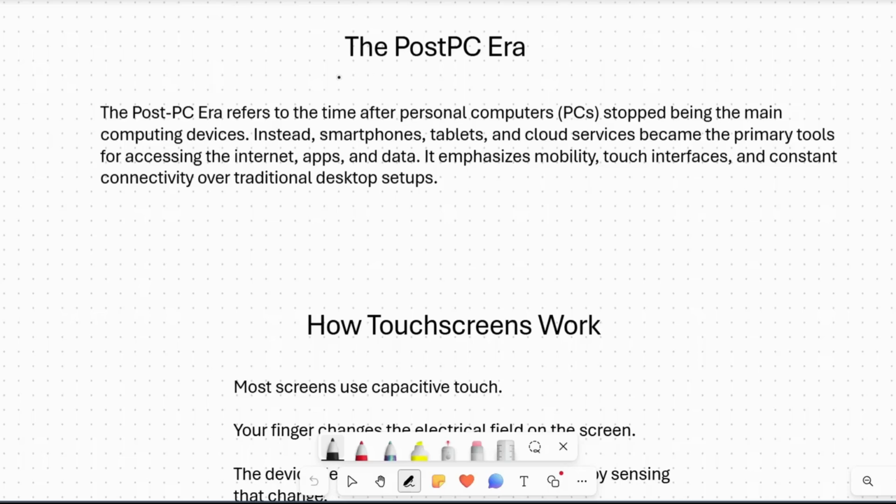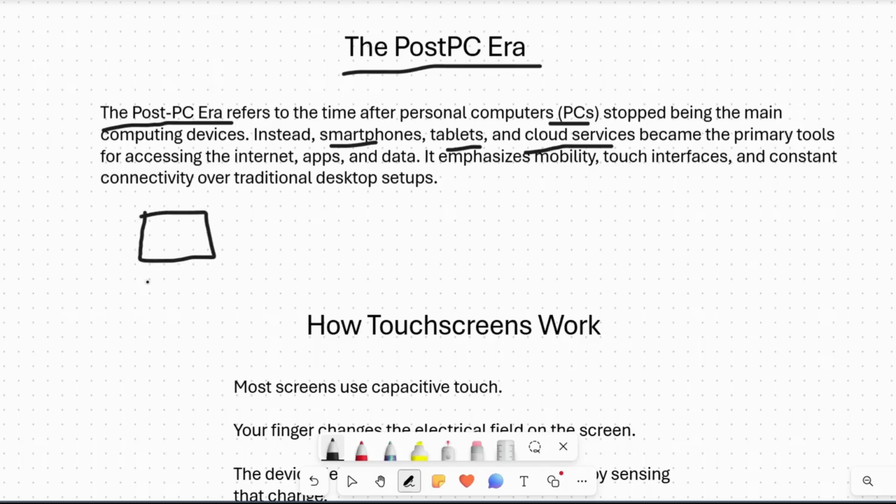First we study the post PC era. The post PC era referred to the time after the personal computer, which we call PC, stopped being the main computing device. Instead of the PC, we use smartphones and tablets, and cloud services become the primary tools for accessing the internet, apps and data. It emphasizes mobility, touch interfaces and constant connectivity over traditional desktop setup. It means an update of the computer.